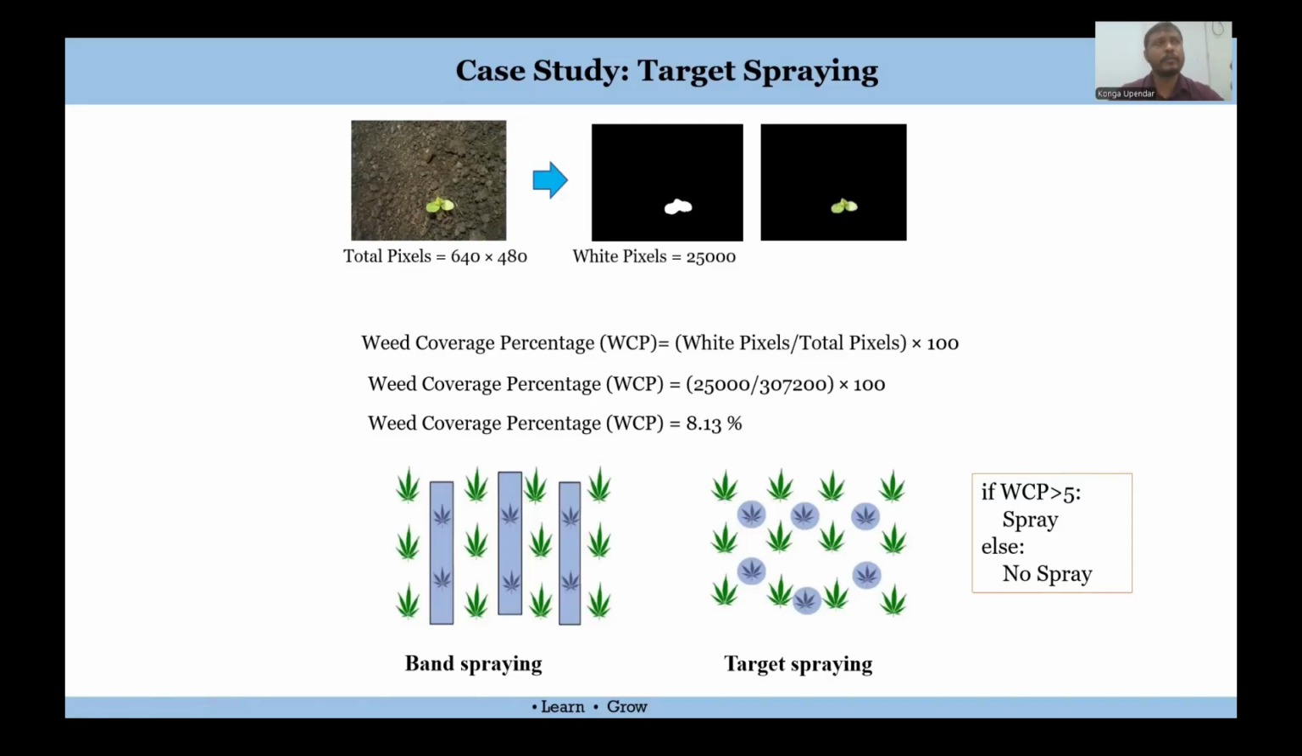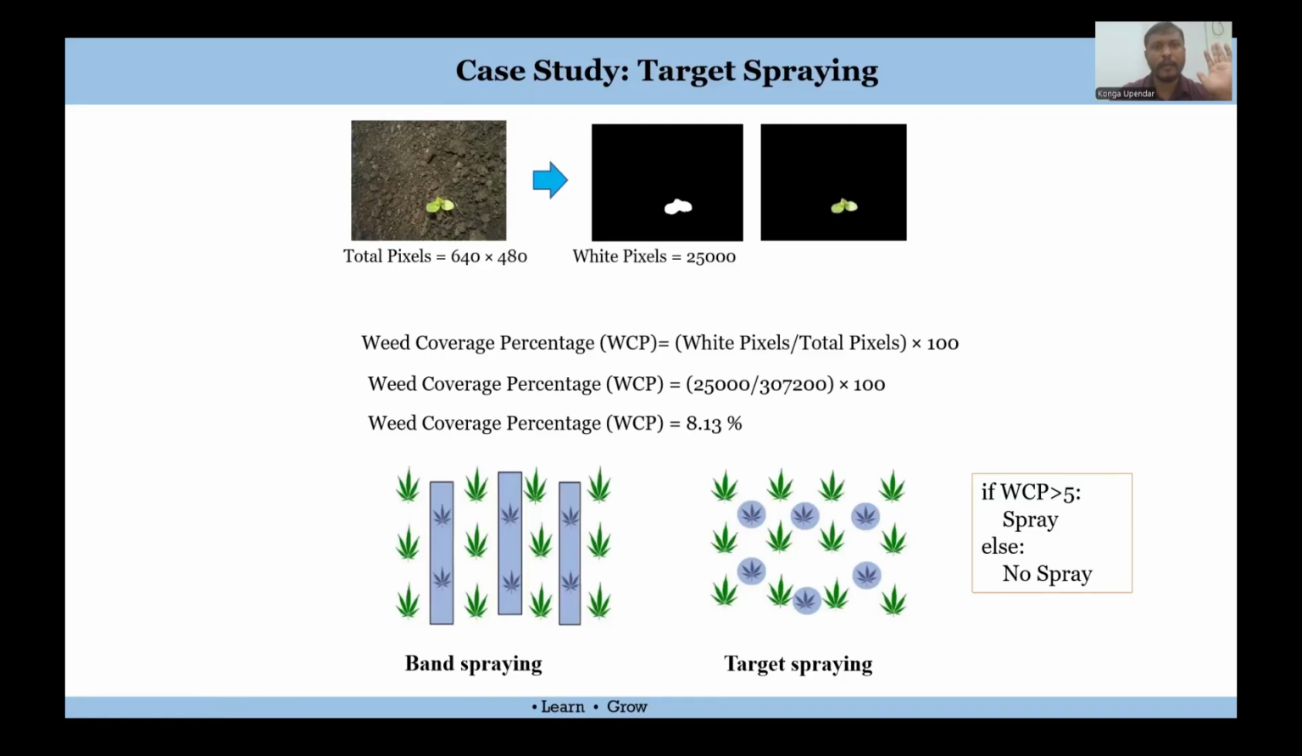We can even go for the proportional control valve. With the help of a proportional control valve, using duty cycle and pulse width modulation, we can control the quantity of herbicide to be applied. So that is also possible. This is one case study.